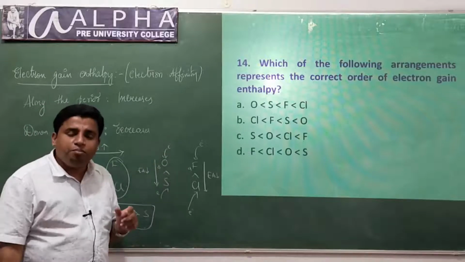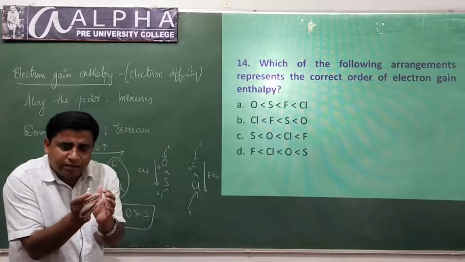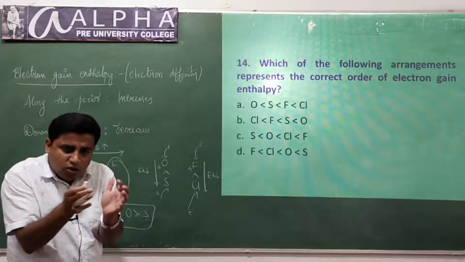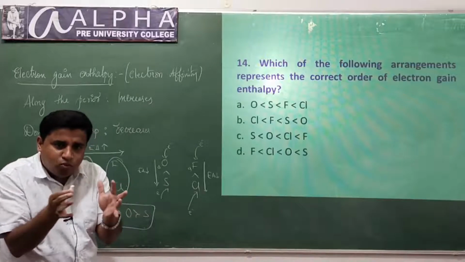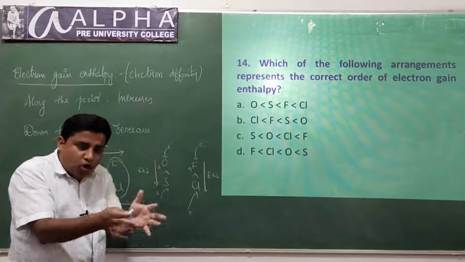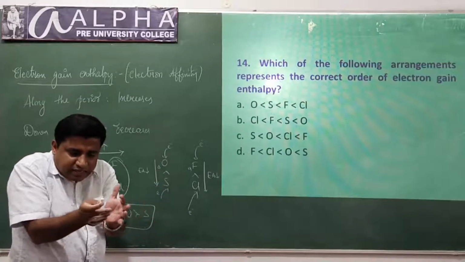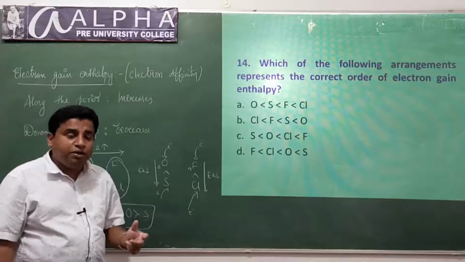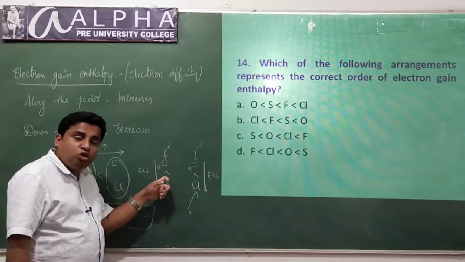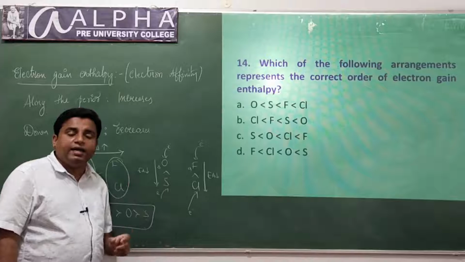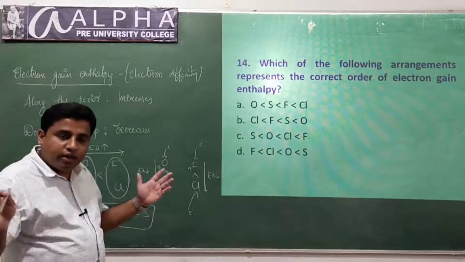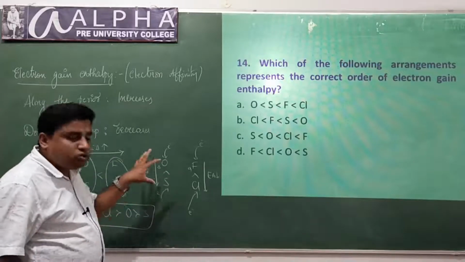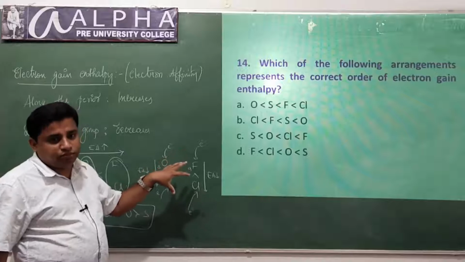Why? Because again, oxygen is a small atom. When you want to add an electron, there will be more repulsion. But as you go down, size increases, isn't it? As the size increases, there will be less repulsion. Hence, it is easy to add an electron to sulfur rather than to oxygen. I hope you understood. Yes, this is the only exception.